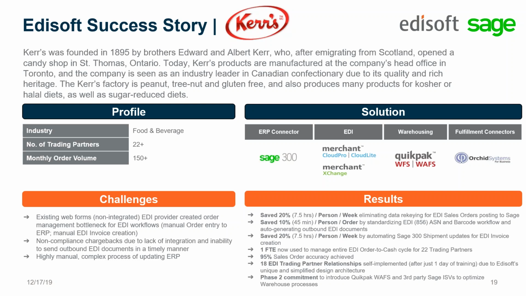Saving 7.5 hours per person per week, eliminating the rekeying of EDI order information into Sage 300. Saving about 45 minutes per person per order by not having to coordinate with the warehouse around data for the ASN. Saving another 7 to 8 hours per person per week by automating Sage 300 shipment updates and that delivery record that I spoke to previously. So it's not only getting the functionality that you might be looking for in the warehouse, it's understanding that all these applications need to be speaking to each other for you to maximize the visibility, productivity, and profitability that your business can experience.